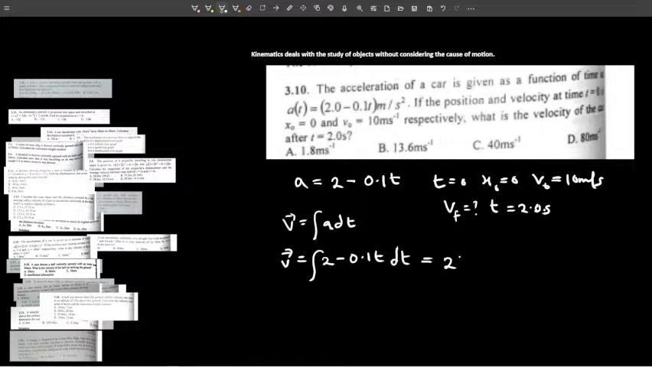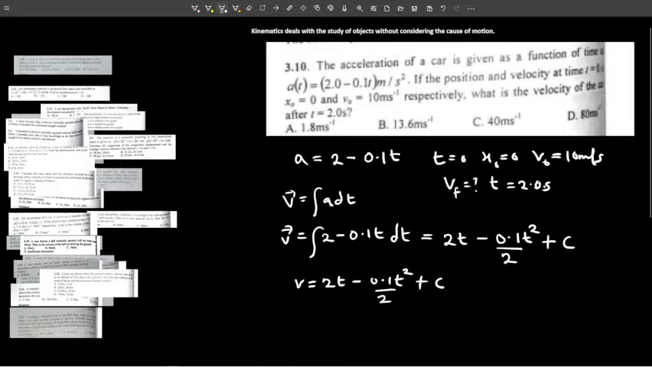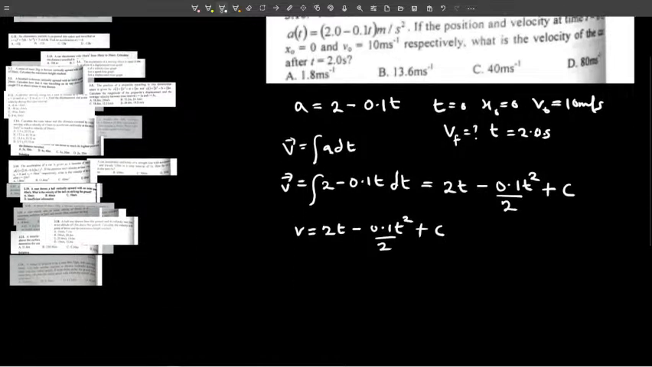So let's integrate this. We have 2t minus 0.1t raised to power 2 over 2, then plus our constant c. So that is my velocity: v is equal to 2t minus 0.1t squared over 2 plus c. I made a video to explain how to integrate in the previous kinematics class, so you can go through that.